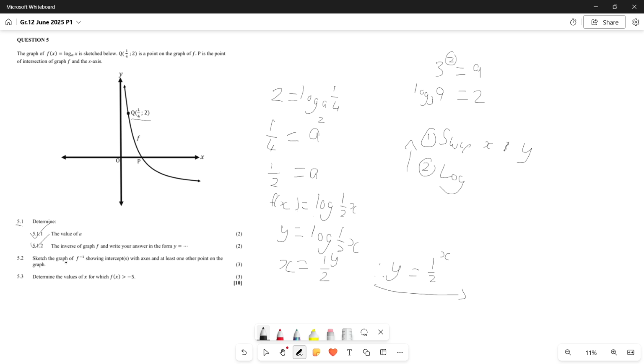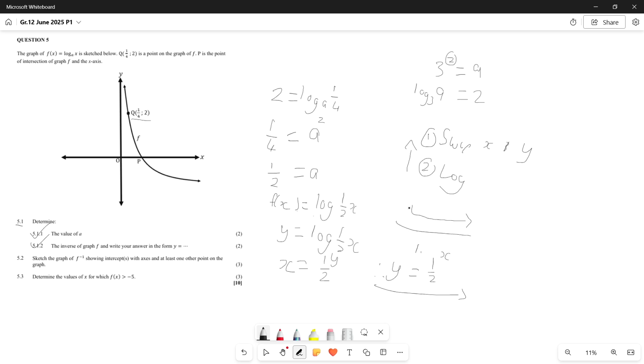Okay, so now it's saying sketch the graph f inverse, the one we have just calculated, the inverse of our log, showing intercepts with the axes and at least one other point on the graph. Okay, so 3 marks. This graph is a positive 1, and then a is a fraction, which means we have something going down like that above the line.